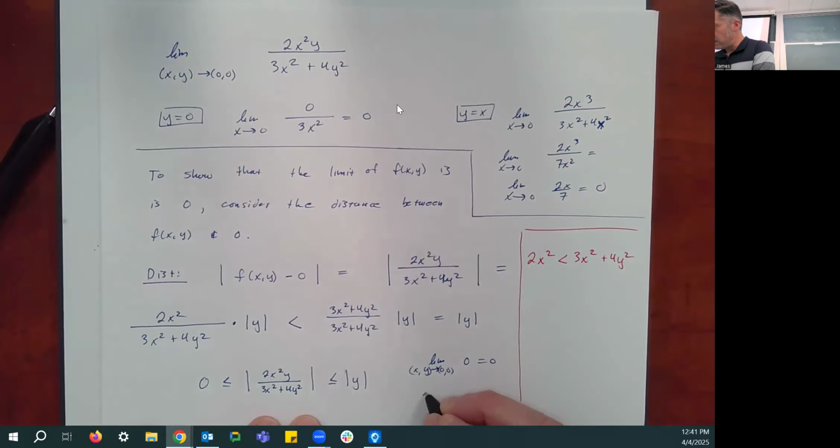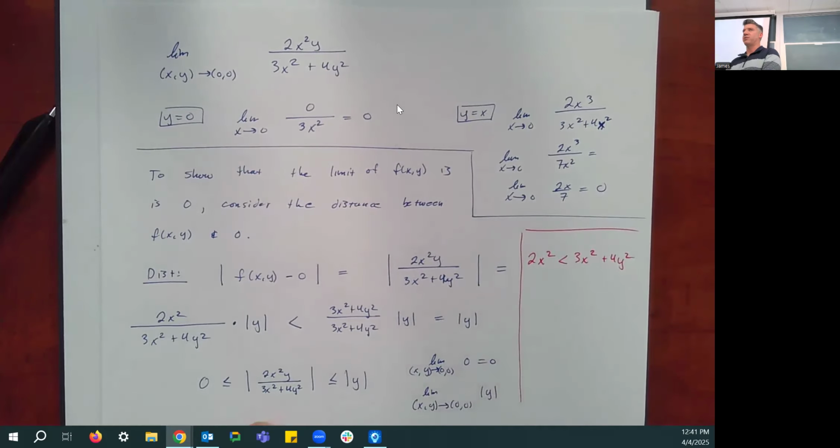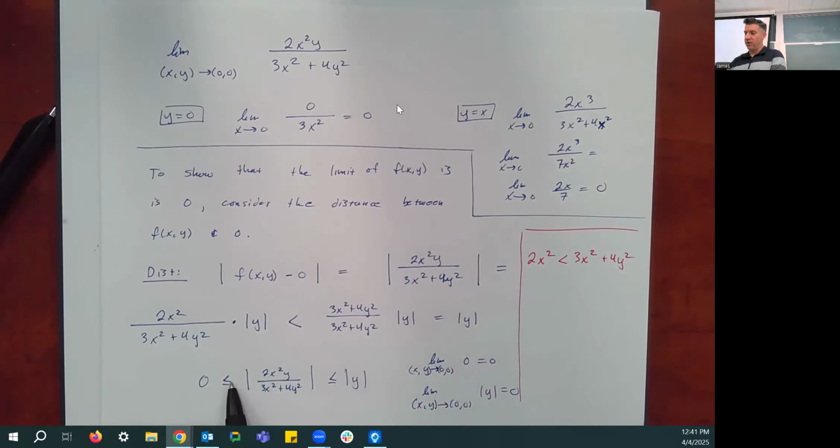And the limit as (x, y) approaches (0, 0) of the absolute value of y, well, if y is getting closer to 0, the absolute value of y is getting closer to 0. So that means the limit of that's 0, the limit of that's 0. So the limit of the middle part has to be between 0 and 0. Oh, it's got to be 0.